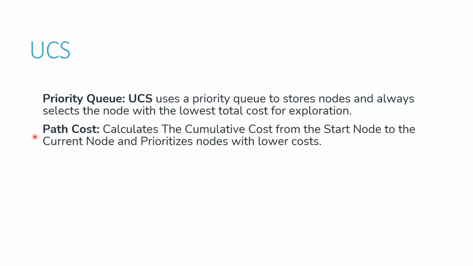So what is path cost? It calculates the cumulative cost from the start node to the current node and prioritizes nodes with lower cost. So we give priority to the node which has the lowest cost. That is very important. That node's cumulative cost is calculated from the initial node or root node.